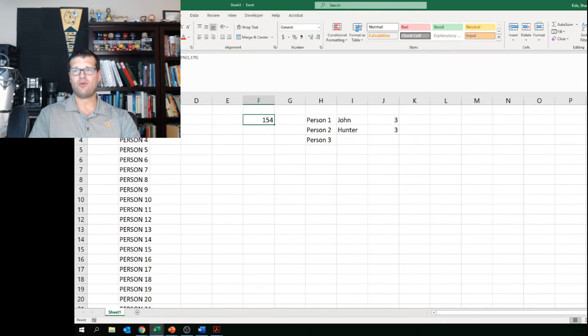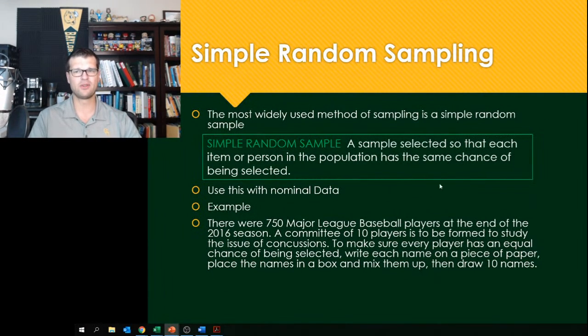So that's the RANDBETWEEN for simple random sampling. Literally, simple random sampling is just sampling someone randomly, just a random number. A sample is selected so that each item or person in the population has the exact same chance of being selected. For instance, there are 750 Major League Baseball players at the end of the 2016 season. A committee of 10 players needs to be formed and studied based on concussions.